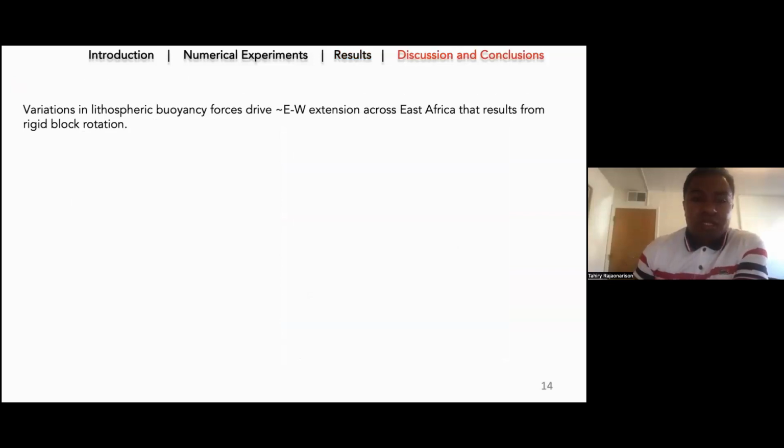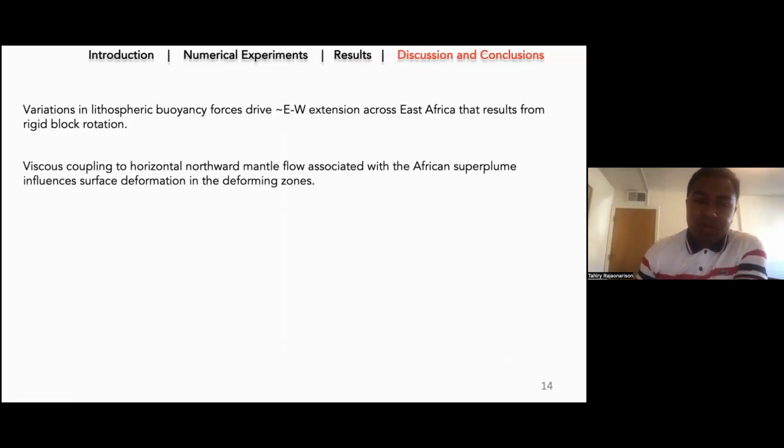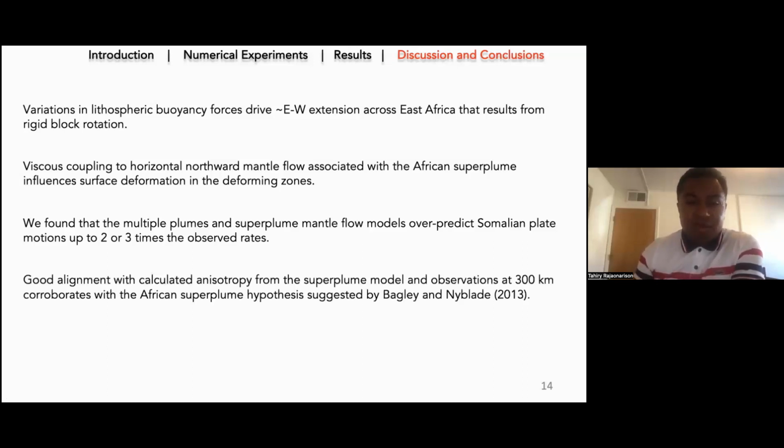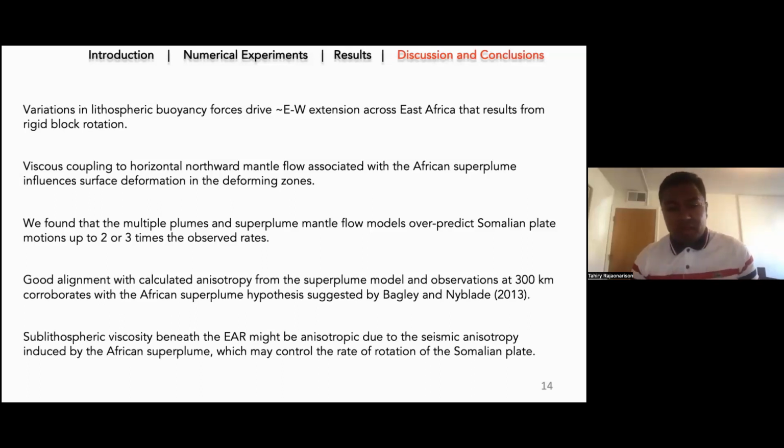So to conclude, we can say that the rotation of the blocks and the plate kinematics can be explained by lithospheric buoyancy forces only in the East African rift, and the viscous coupling associated with the northward mantle flow from the African superplume influences surface deformation. And we found that the superplume does not really explain the rotation rate of the Somalian plate, but we can argue that anisotropic viscosity could explain the presence of the mantle flow beneath the East African rift.